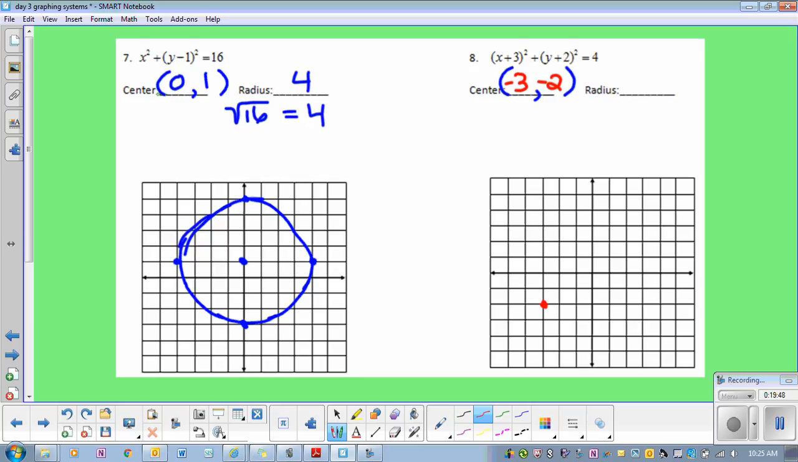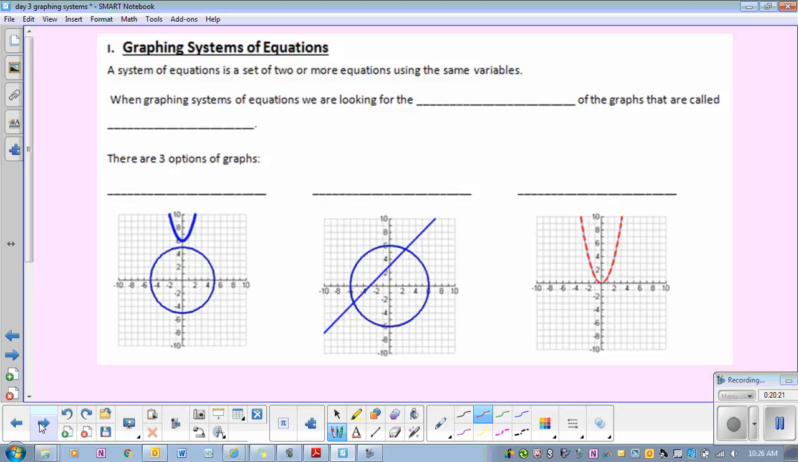So we're all the way over here. Yeah? And then your radius comes from the equals number. You have to take the square root of it. What's the square root of 4? 2. So 2 to the left, 2 up, 2 to the right, and 2 down. Okay? And mine fell a little bit short on the top there, right? But you guys can make it look nice. All right, so are we okay on those?